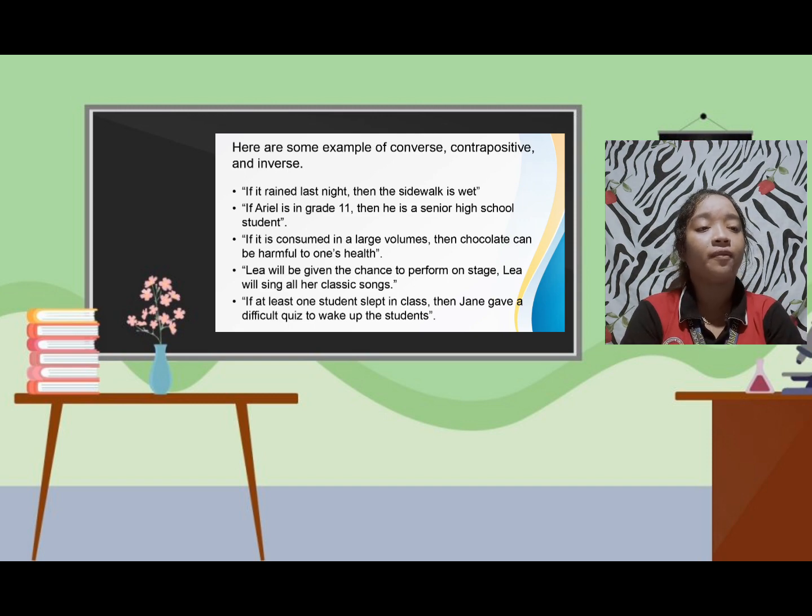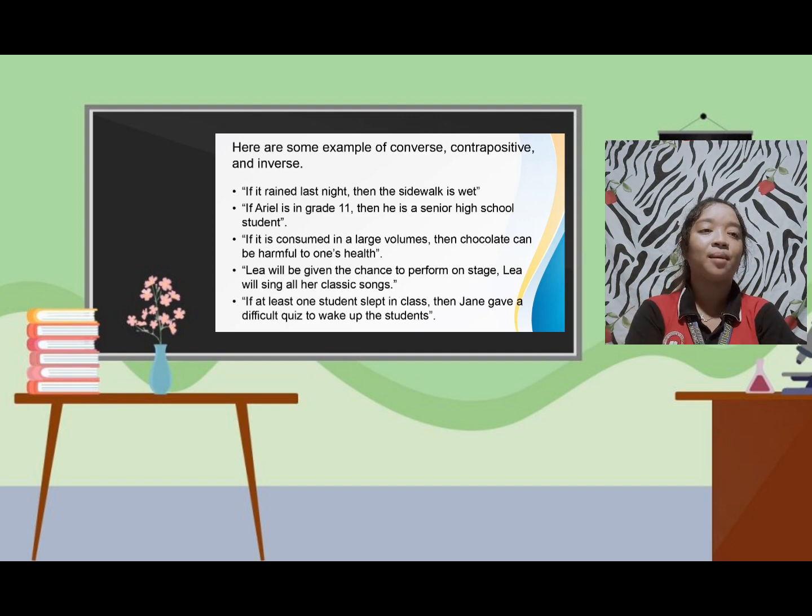So the inverse of this statement is that the negation of P implies the negation of Q. So the inverse of this conditional statement is, if it is not consumed in large volumes, then chocolate can be not harmful to one's health.